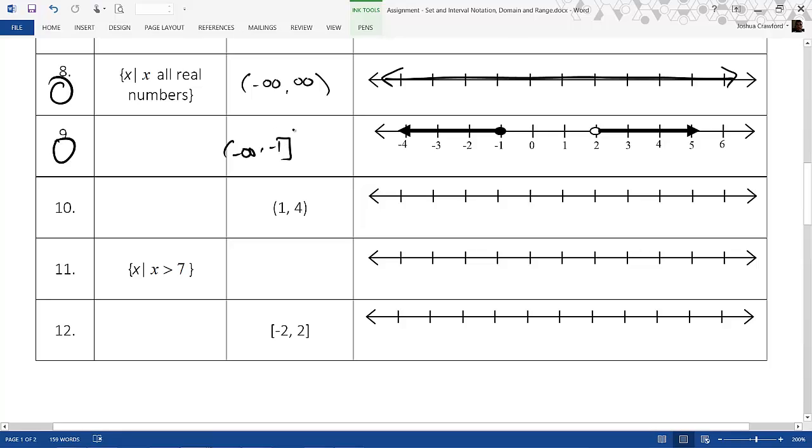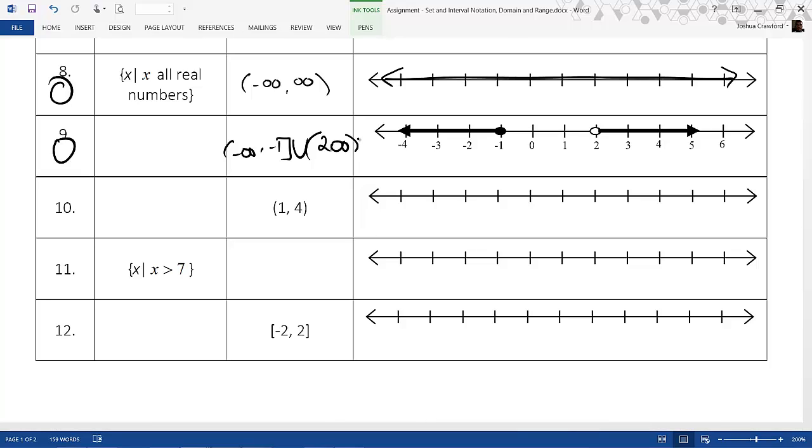And to connect them, put a U. And then we start back up at 2, all the way to arrow, which was infinity. 2 is an open circle, so put a parenthesis, 2, comma, and then infinity. And that's your interval notation. Sorry it's so sloppy, my computer's being lame today.